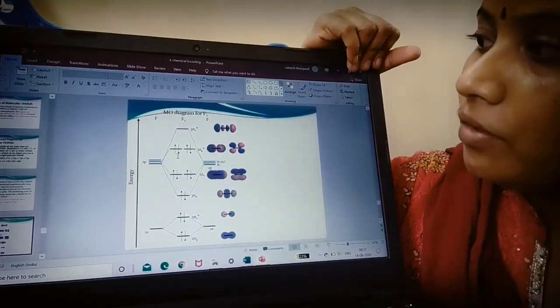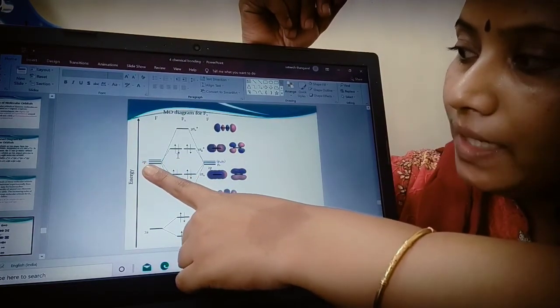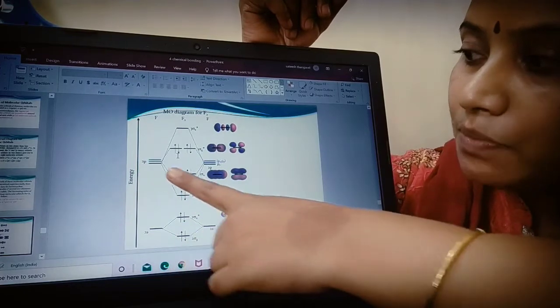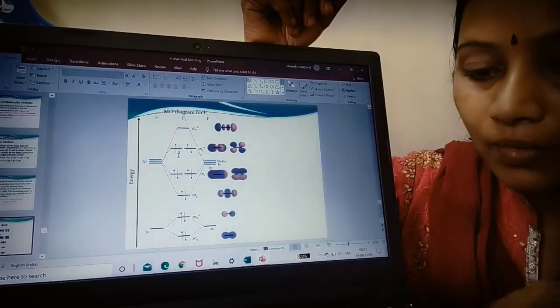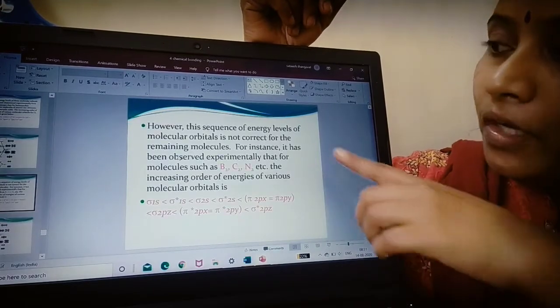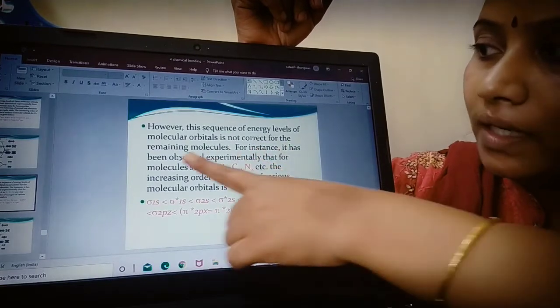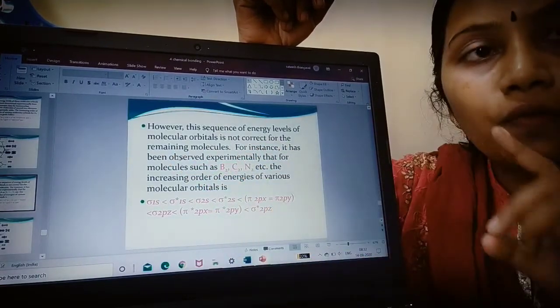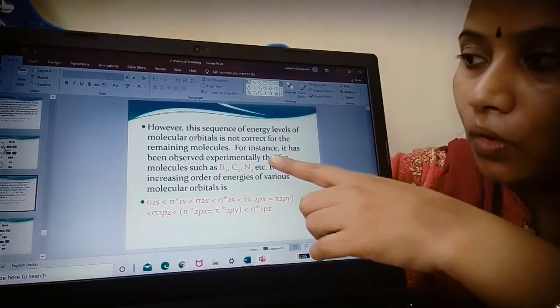Now children, look into this diagram. This is for the fluorine molecule. This is nothing but your 2 p's: 2px, py, pz, how they combine and what is the result. But when you look into the sequence of energy levels of the molecular orbitals, it is not correct for the remaining molecules. For fluorine and oxygen, it is showing correct, but for the remaining molecules, the order is not correct.